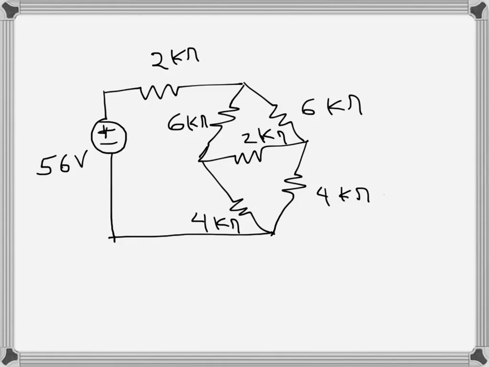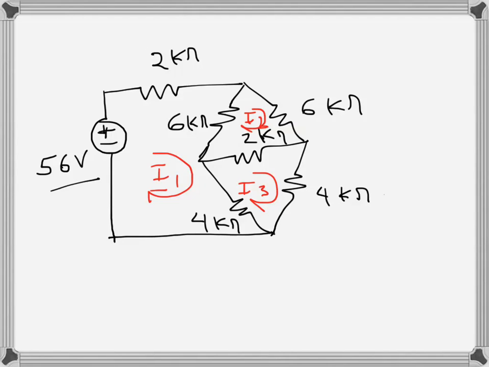I will have to find the current through the 56 volts voltage source using mesh analysis in this case. So first I will assign mesh currents. There are three meshes here. So let's call it I1, this one I2, I2 there, and finally this one I3. So three mesh currents. So I will write KVL for each of the meshes.